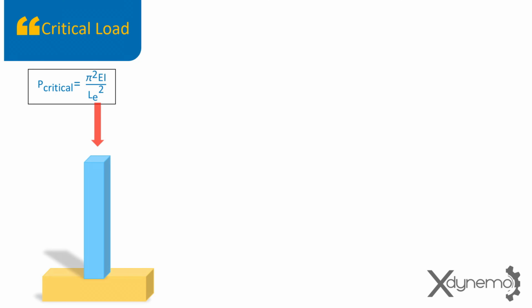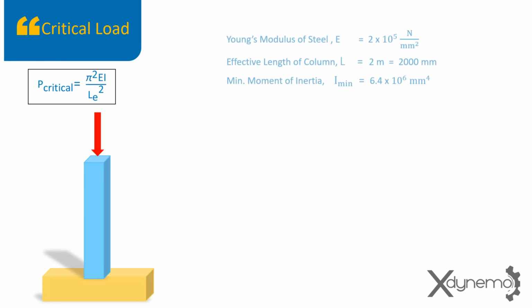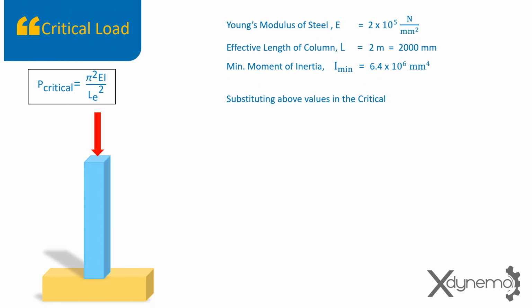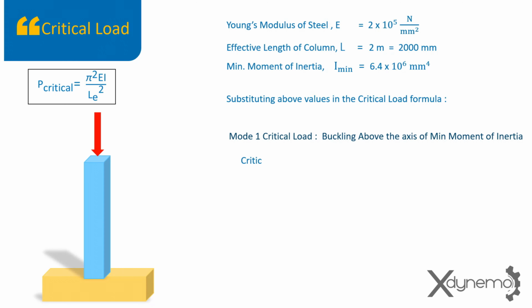Critical load. The critical load is the load at which the column fails due to buckling. According to Euler's formula, critical load is equal to pi square EI by LE squared. Substituting the above values in the critical load formula, calculate the mode 1 critical load, which gives the buckling about the axis of minimum moment of inertia.